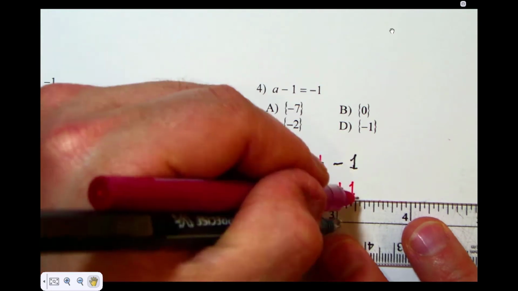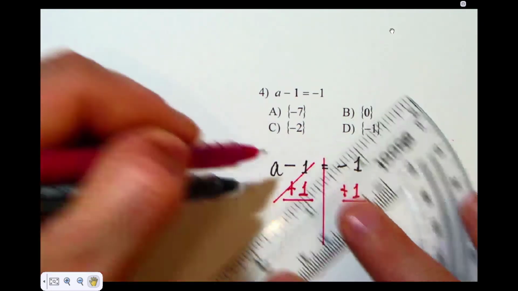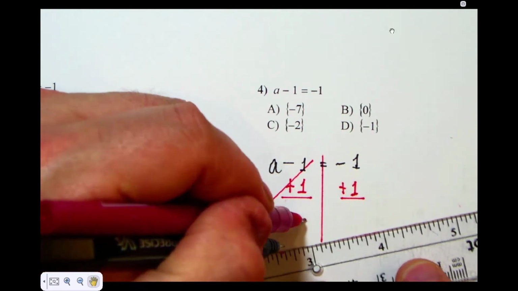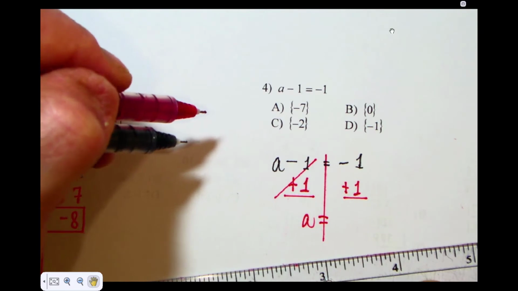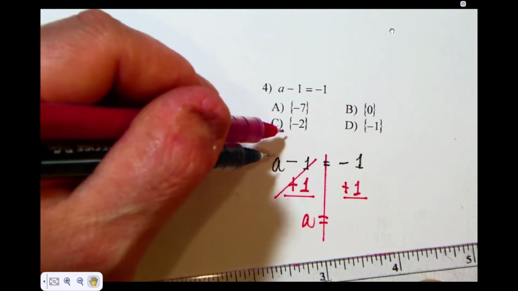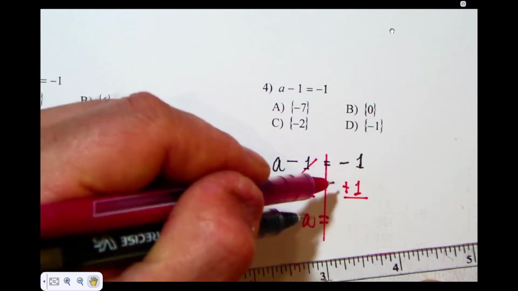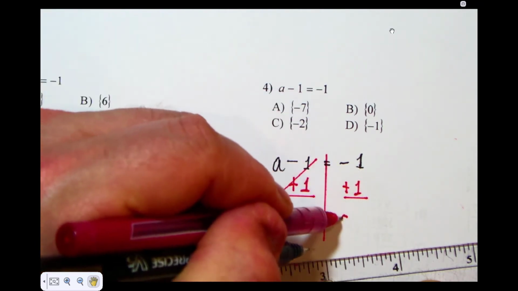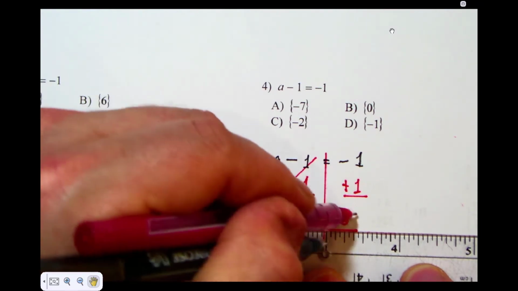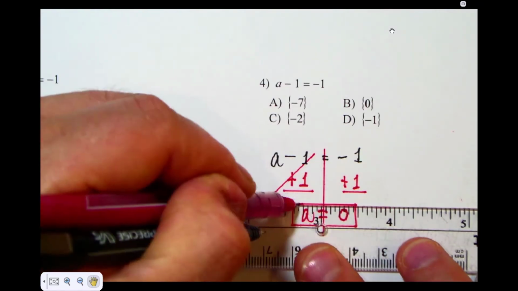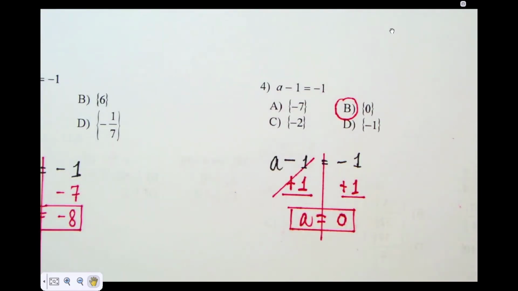Some people draw lines like this. That's fine. You just have to know that that's 0, so it basically goes away. Now A equals negative 1 plus 1. So many people put negative 2 that I started to question my own sanity. Negative 1 plus 1 is 0. Okay. So it's B for B.